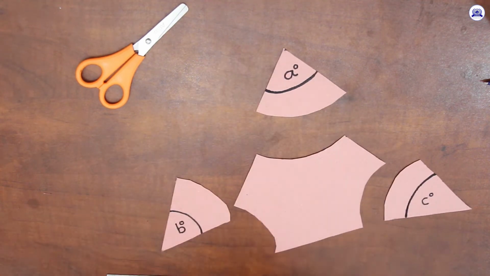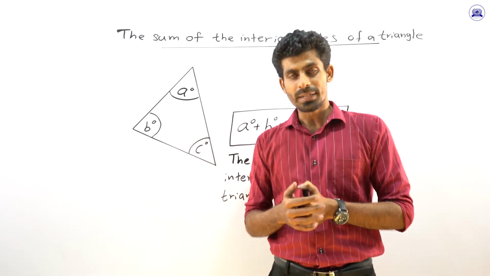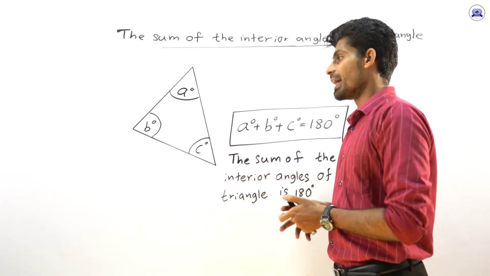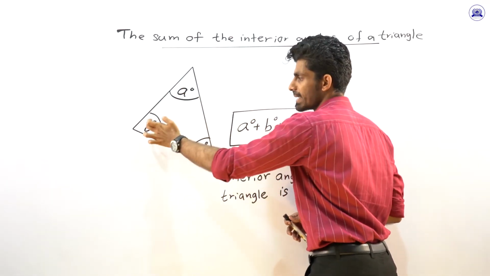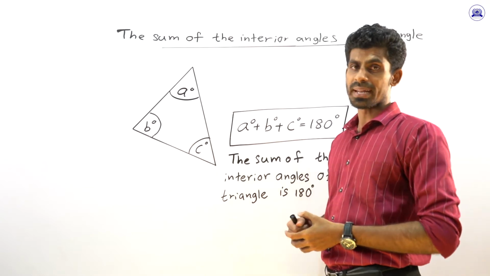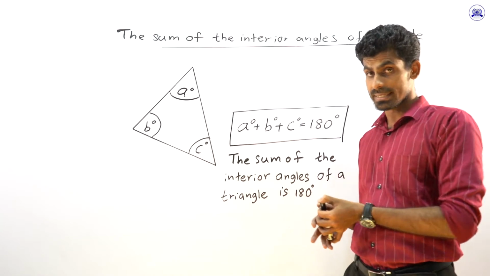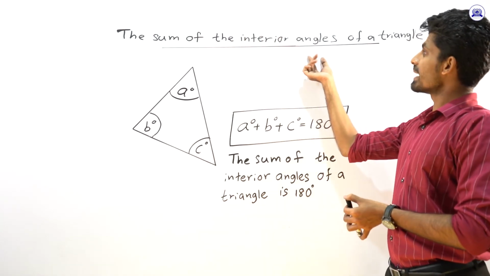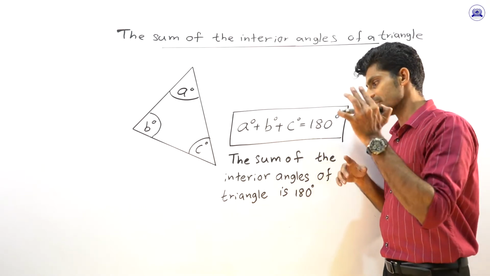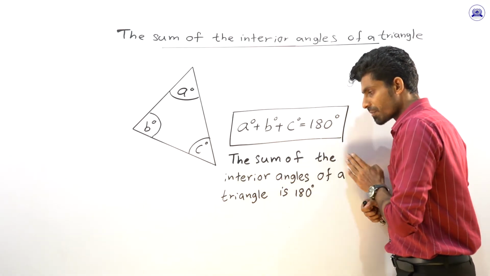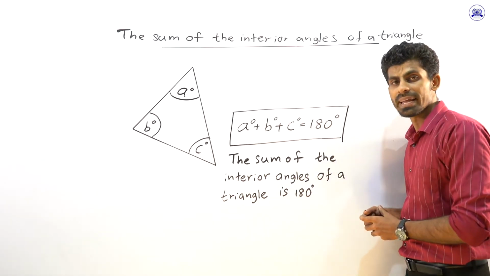So this is activity 1. My dear student, I think you got an idea about that. Now you know how we can prove that the sum of the angles in a triangle equals 180. So we can conclude, and I am writing down the theorem: the sum of the interior angles of a triangle is 180.